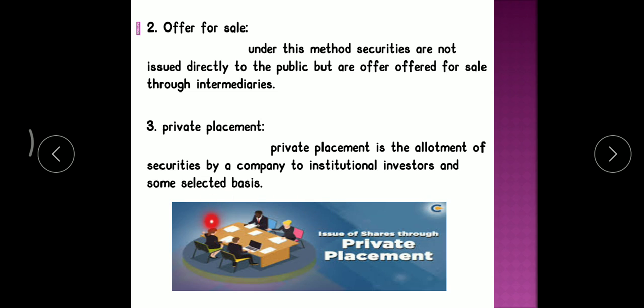You can see the picture of private placement. Private placement refers to the allotment of securities by a company to institutional investors on a selected basis. You select some investors, some institutions, brokers, stock brokers, and you sell the shares and securities to them. This particular method helps to raise capital more quickly than public issues. When you compare it with offer through prospectus and offer for sale, from this method you can easily raise the capital.